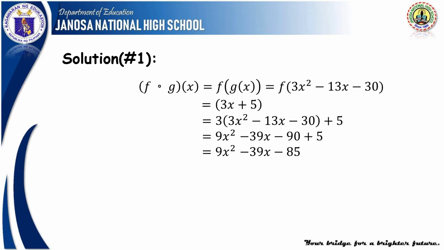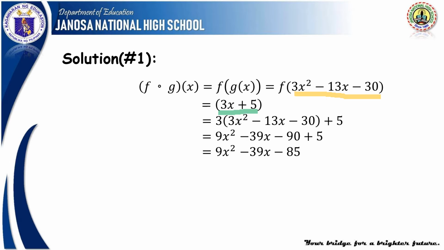So for number 1, we have f of g of x is equal to f of g of x that can also be written as f composing of the value already given in g of x, which is 3x squared minus 13x minus 30. Our f of x is equal to 3x plus 5.